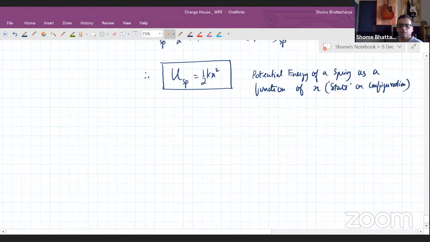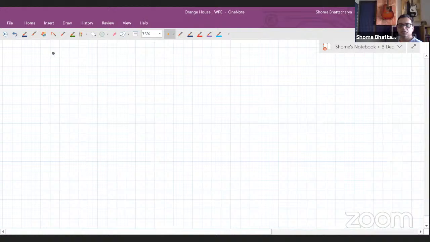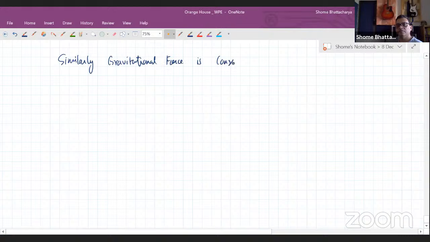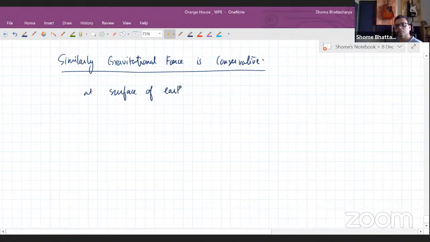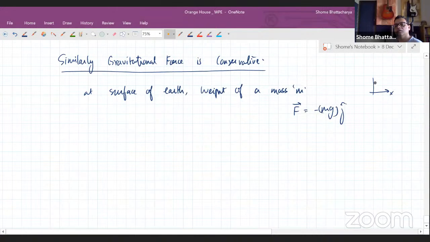Okay, so similarly, we have seen that gravity is a conservative force. We have seen that the gravitational force is conservative. In fact, at the surface of the earth, the weight of a mass m is given by the equation minus mg j cap, if we take the y-axis as vertical.